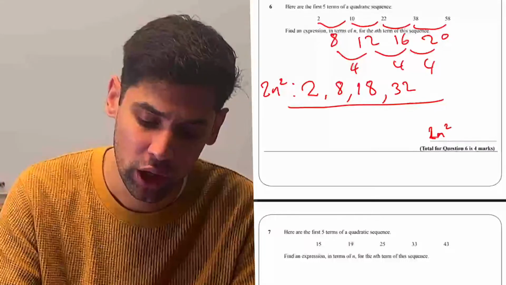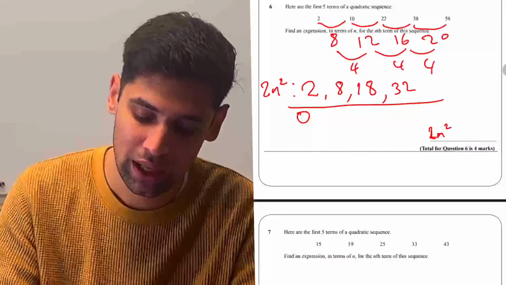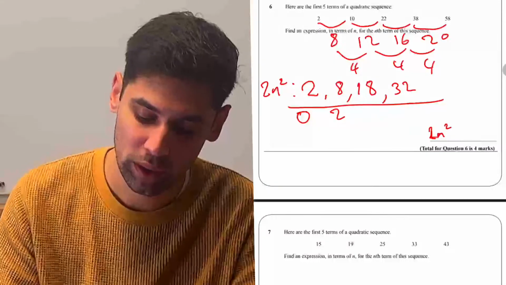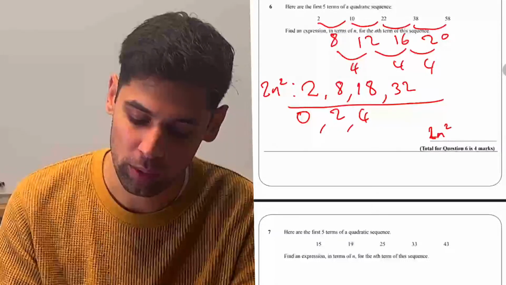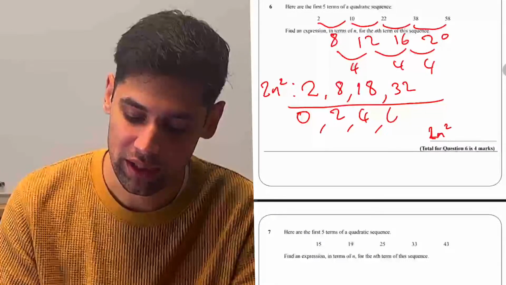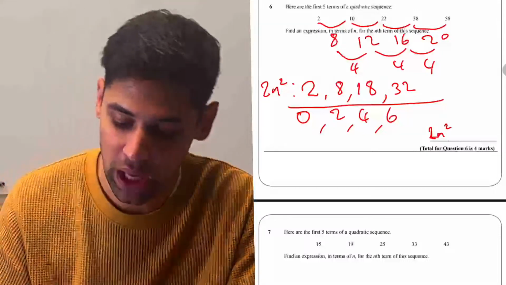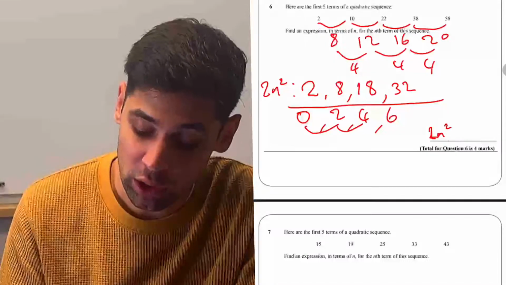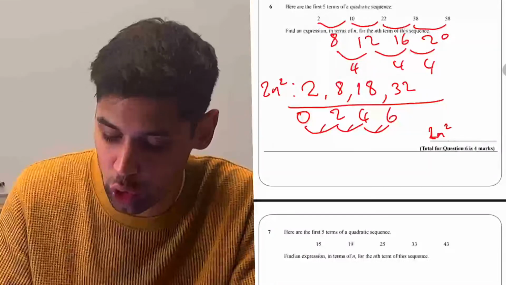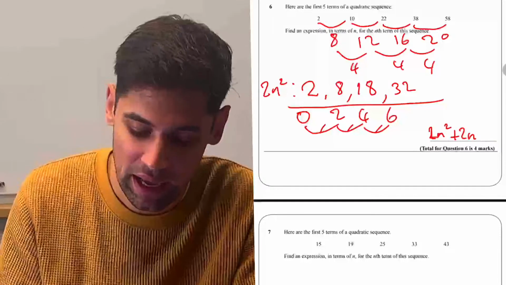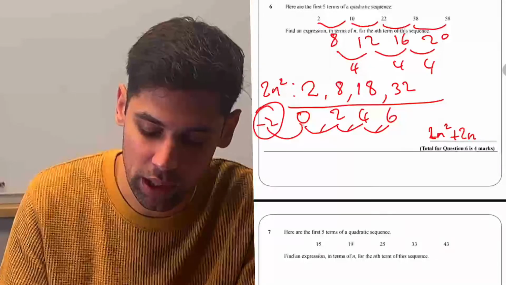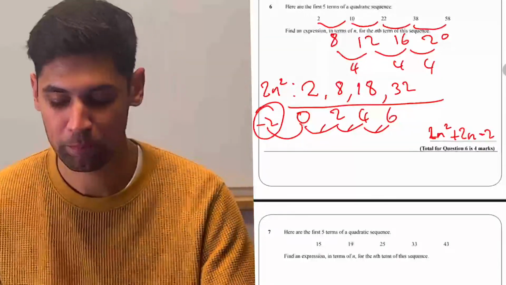Now we're going to do subtraction. 2 take away 2 is 0. 10 take away 8 is 2. 22 take away 18 is 4. We're going to put commas between these. 38 take away 32 is 6. And we've got ourselves a beautiful, lovely little regular nth term, the difference of which goes up in 2's each time. Positive 2, so we're going to write plus 2n. And the 0th term down here was going to be a minus 2, so we minus 2 there.